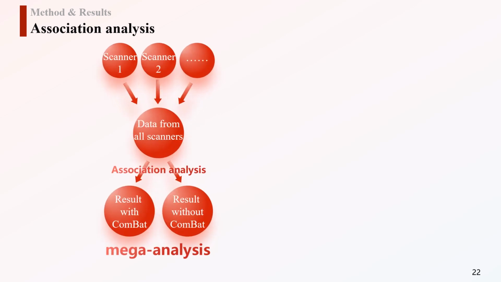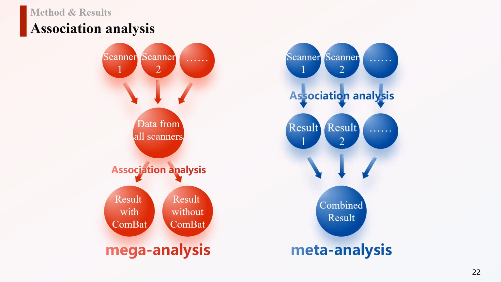Typically, there are two approaches to conducting association analysis. The first one is mega-analysis, which involves combining data from multiple scanners and then conducting association analysis with or without ComBat harmonization. The other one is meta-analysis, which involves conducting association analysis with the data from each scanner and then combining the effect sizes. We evaluate the impact of heterogeneity on mega-analysis by comparing the result of mega-analysis with or without ComBat harmonization with the result of meta-analysis as a reference, which is thought to be reliable.